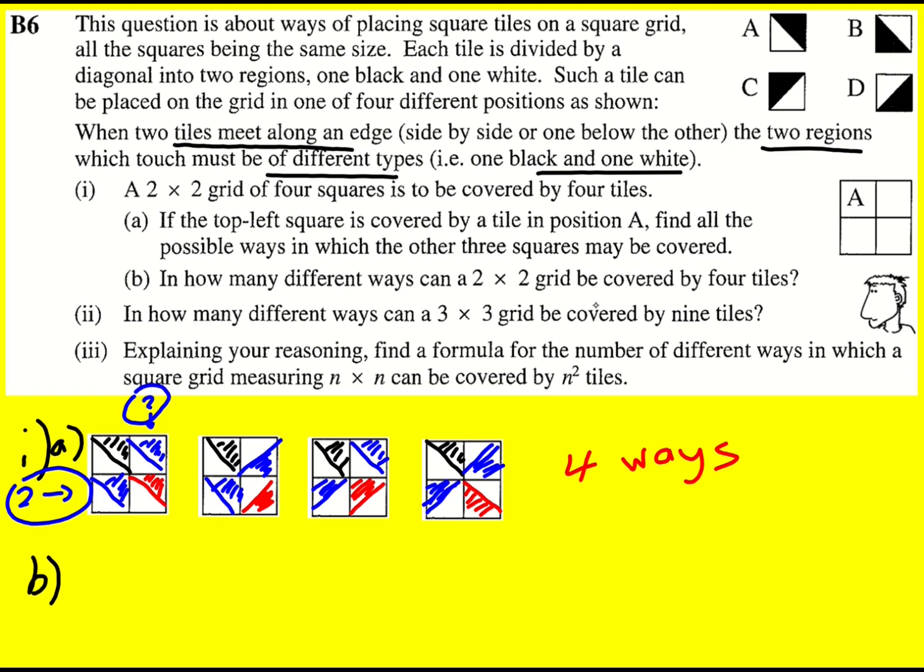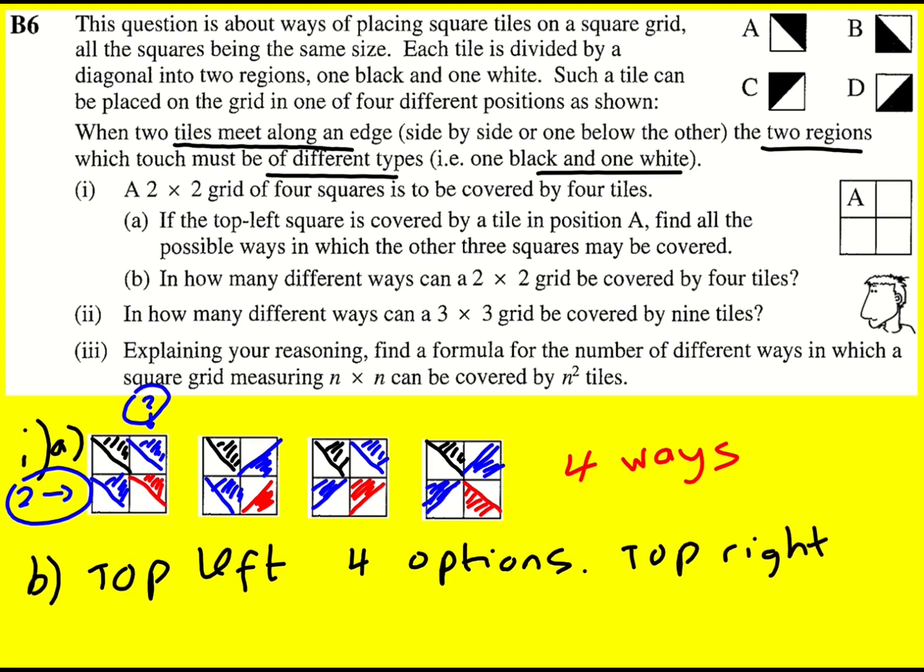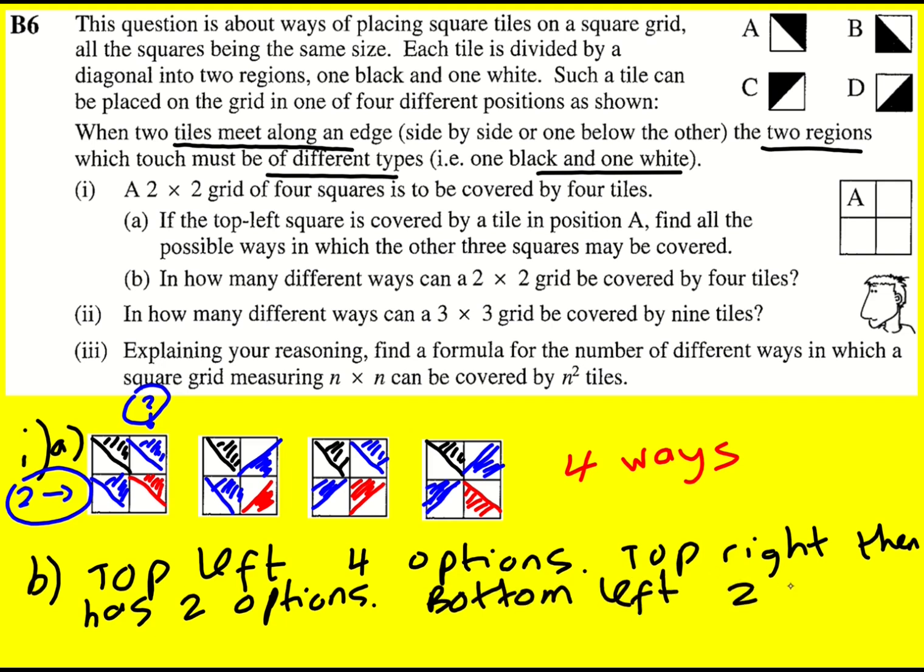In how many different ways can a 2 by 2 grid be covered by 4 tiles in total? So the top left now is going to have 4 options. And after we put that in, the top right, whatever tile we have, is going to be 2 options, just like we saw in the original grid. And also, the bottom left will have 2 options.